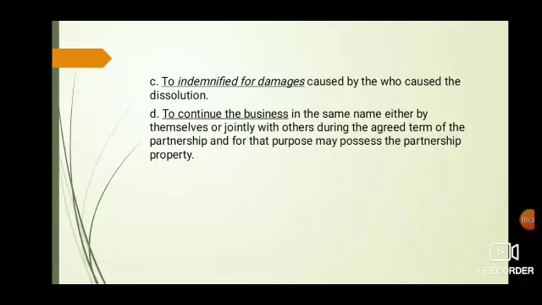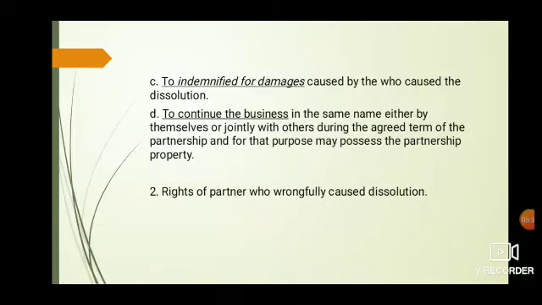Another is to continue the business in the same name, either by themselves or jointly with others during the agreed term of the partnership, and for that purpose may possess the partnership property. So, since they are not at fault, they may do it. So, kagaya nga nasabi ko, yung mga innocent partners, mas madami silang advantage kaysa dun sa nag-cause ng damages.